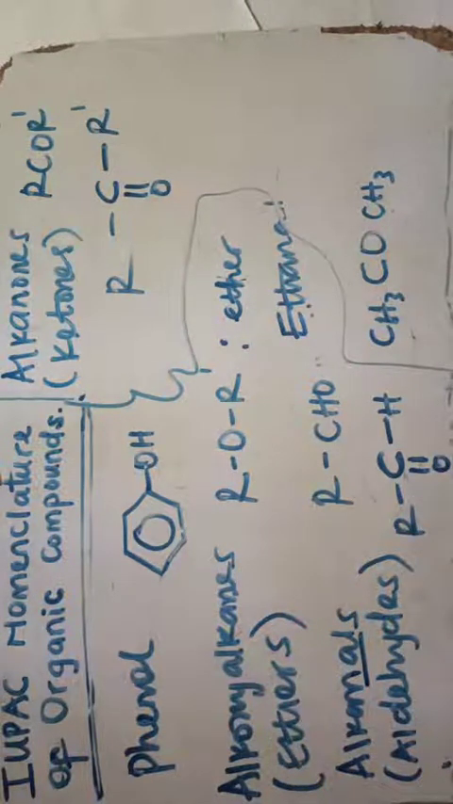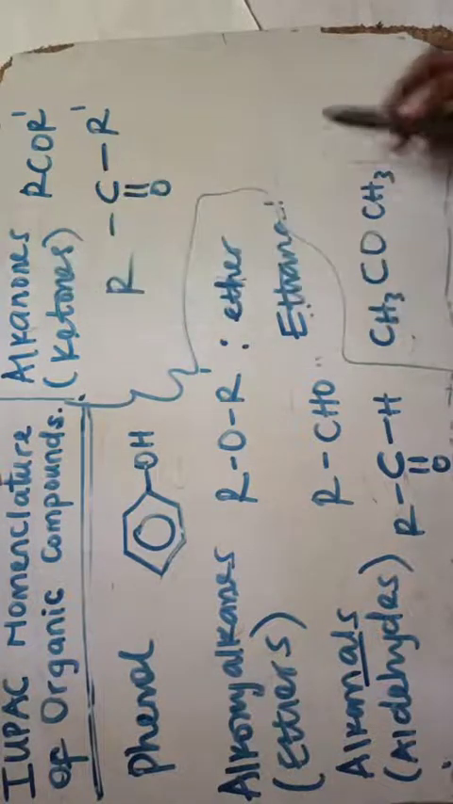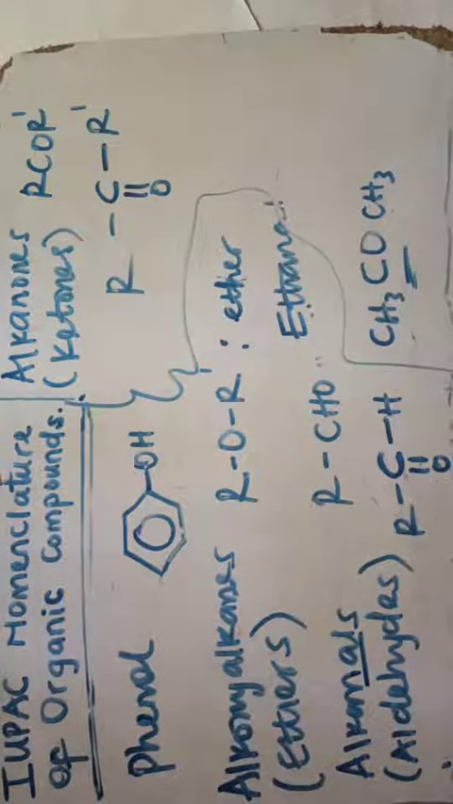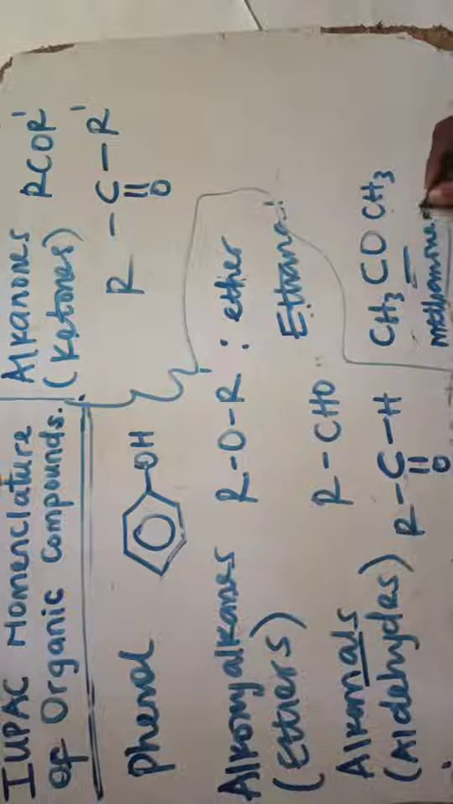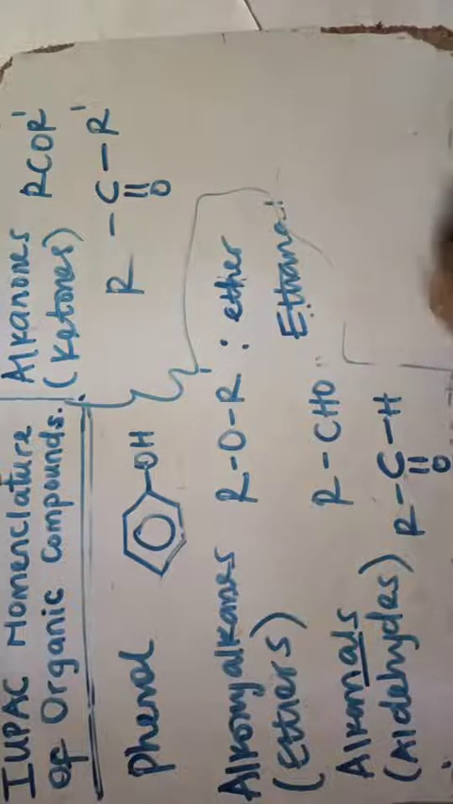Now from here you can name this as a ketone. You should know this is the functional group, and this is methyl. So you can simply say methyl methyl ketone, or ethyl methyl, depending on the groups you have there. When you talk about functional groups or naming compounds, you will be more exposed to it.